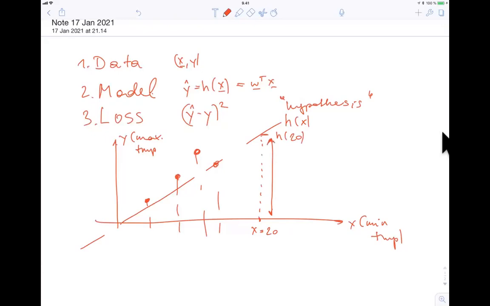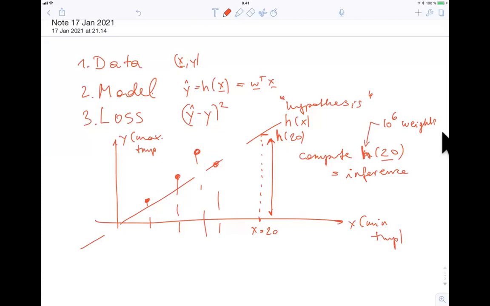And just computing this prediction might be challenging. To compute the function value of the hypothesis for the particular feature value 20 is called inference. And this is easy for a linear function, but this is challenging for a deep neural network where this hypothesis involves like a million parameters or weights. Let's call them weights. So this is a very complicated function in general. So even computing this inference is costly or takes some computation.